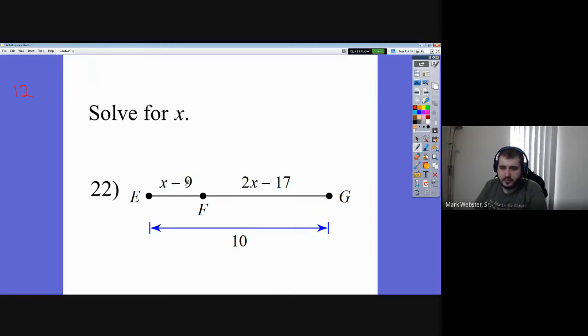So let's see if our answer is correct before we actually calculate it out. If the answer is 12, this should all work, right? We got 12 minus 9 is 3. We got 2 times 12 is 24. Minus 17 is 7. Is 3 plus 7 10? So we know that our answer is right. So before we even go any further, our answer is correct. Awesome. Now let's show why.